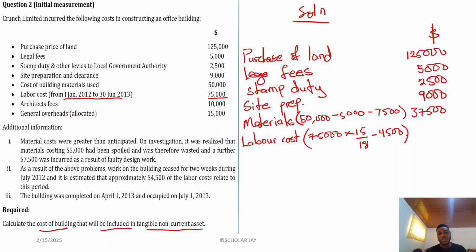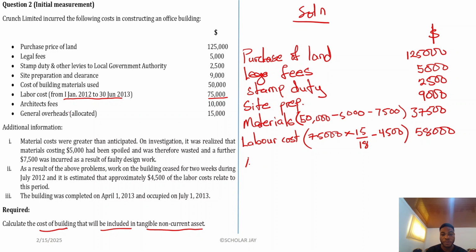So we established that basis. So 75. So 15 divided by 18, right? Times 75,000. That'll give you 62,500. Then minus 4,500. What are we having? We are having 58,000. So we should have 58,000 here. 58,000, right?